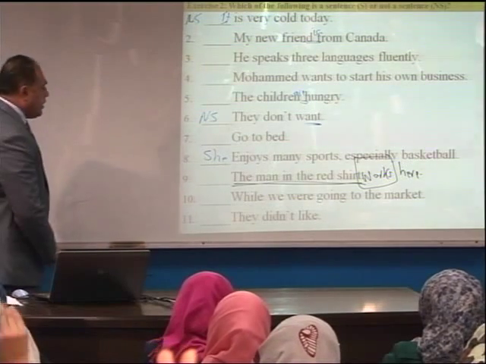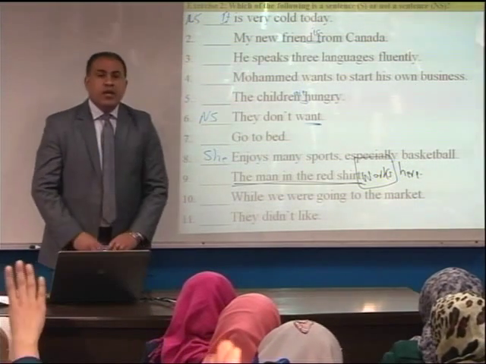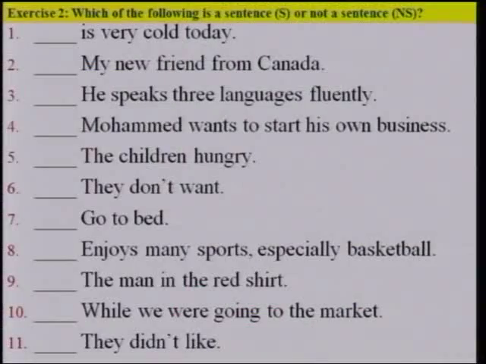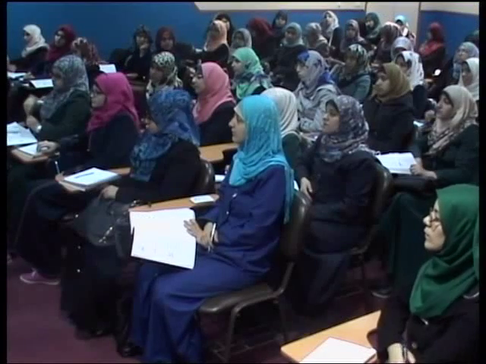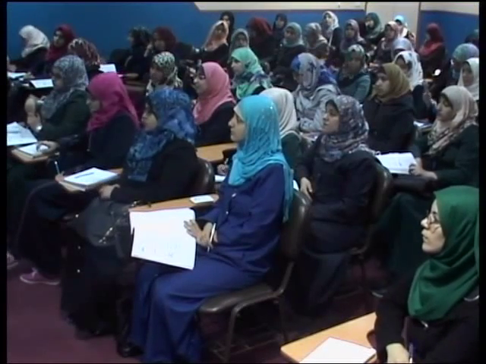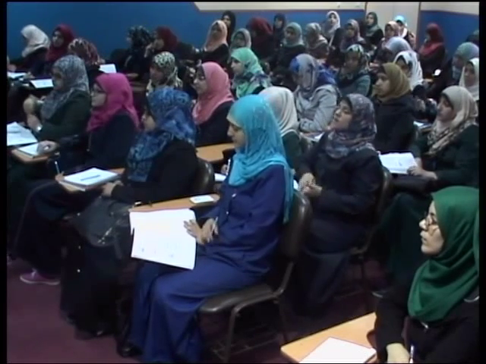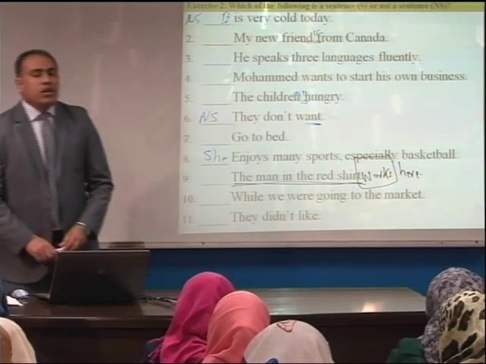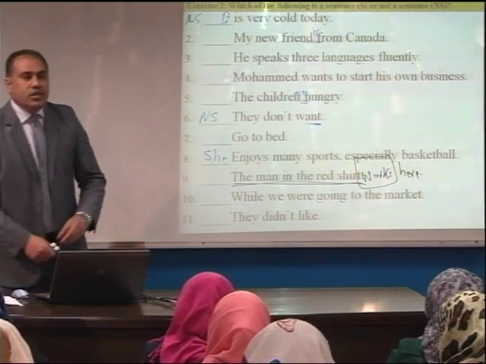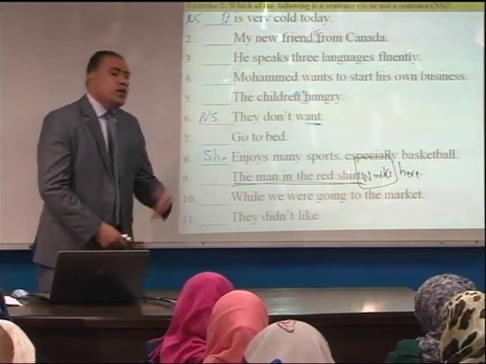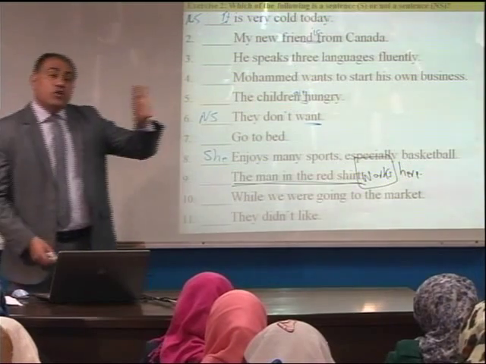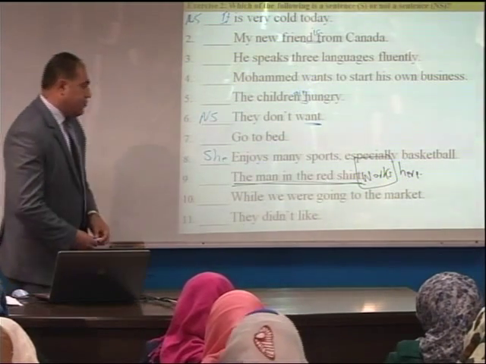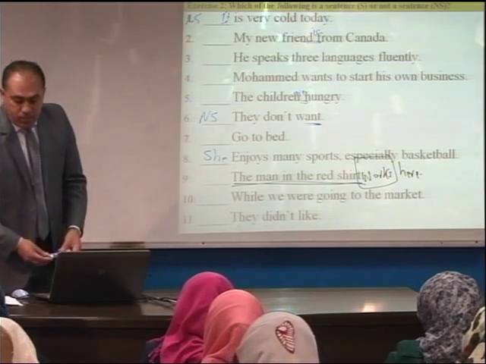All right? Let's see number 11, the last one. They didn't like. Yes, please. It is not a sentence. There is a subject and a verb, but it does not have a complete meaning. So they didn't like chocolate. All right. They didn't like food. So there has to be an object after the verb like in order to express a complete meaning.